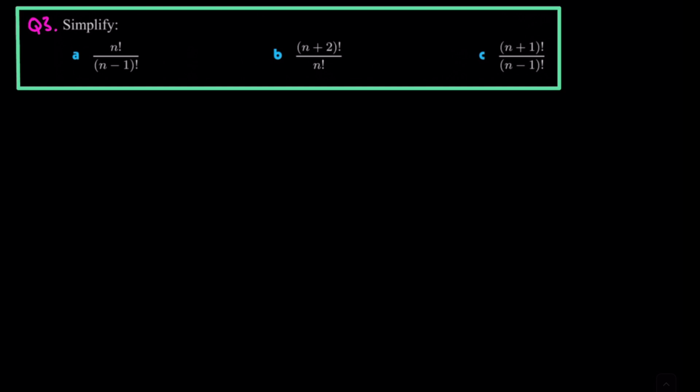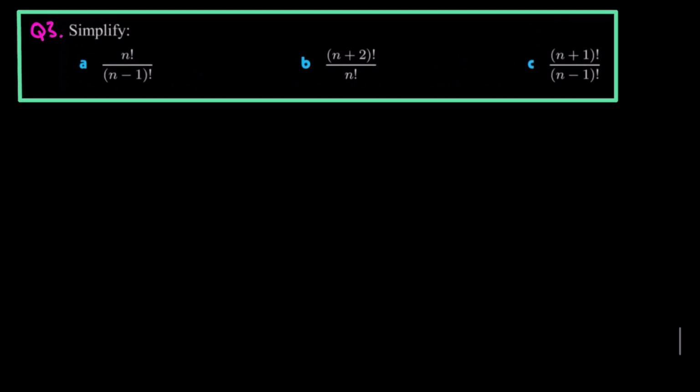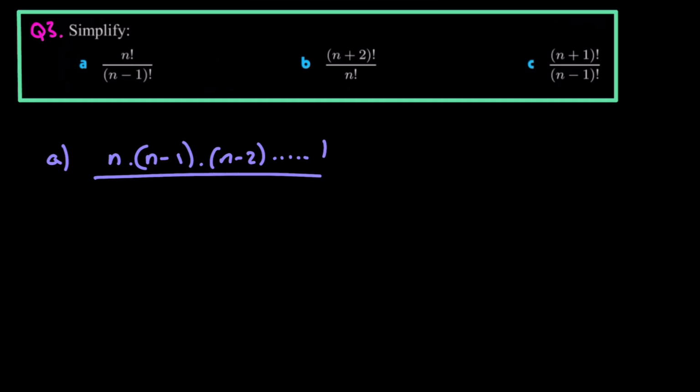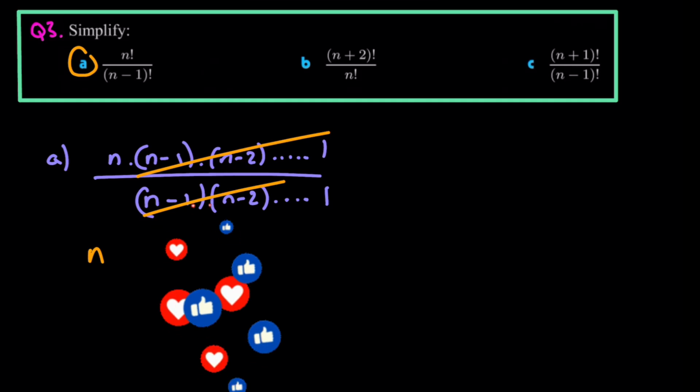Question 3, we're involving n now. So if we had n factorial, well, that is n times n minus 1 times n minus 2 and so on all the way down to 1. So if that is divided by n minus 1 factorial, that's n minus 1, n minus 2 all the way down to 1. So these are all going to cancel each other out, leaving us just with the value n. So there's part A complete.